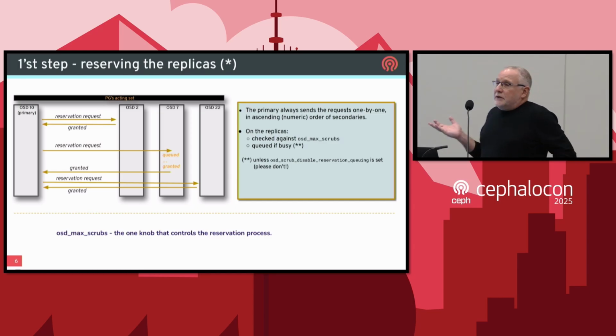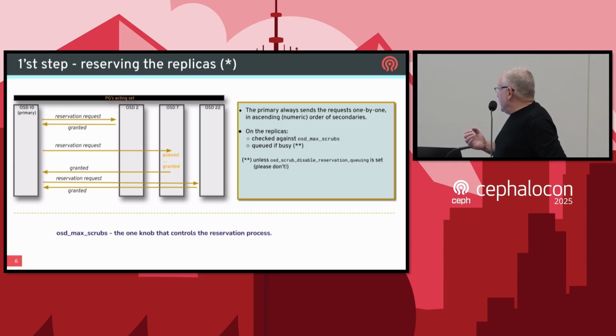Now, why is it needed? Because we want to limit the effect of the number of concurrent scrubs that are running and the effect on any specific OSD. There is this one configuration item, OSD max scrubs, that determines how many scrubs an OSD will take part in at a specific point of time. And it's counted separately for I am the primary of this PG or I am the replica of this PG. Okay, there are two separate counts.